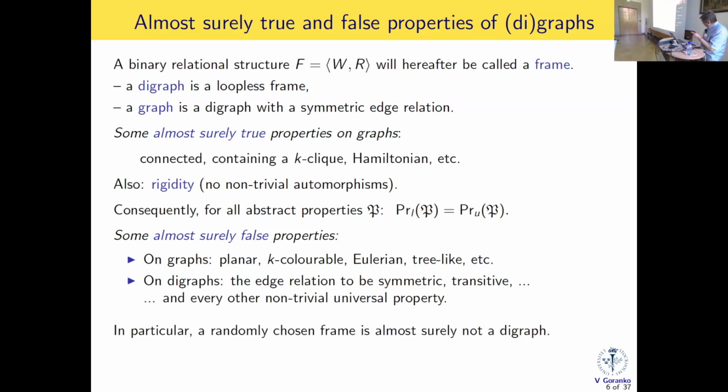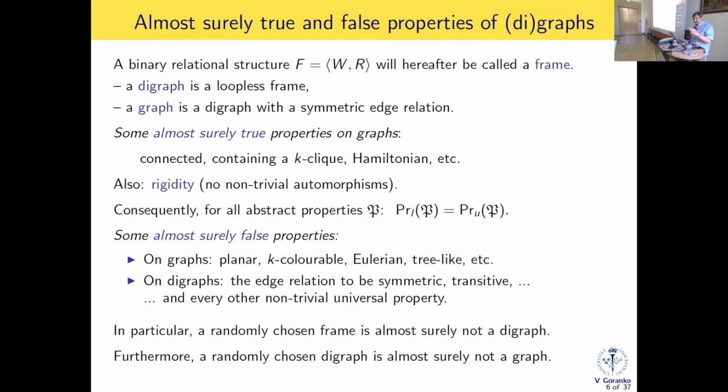So in particular, by the way, and this is essential for what will follow, a randomly chosen frame is almost surely not a digraph. And a randomly chosen digraph is almost surely not a graph. So one should not expect necessarily transfer of such asymptotic probabilities going from one to the other.